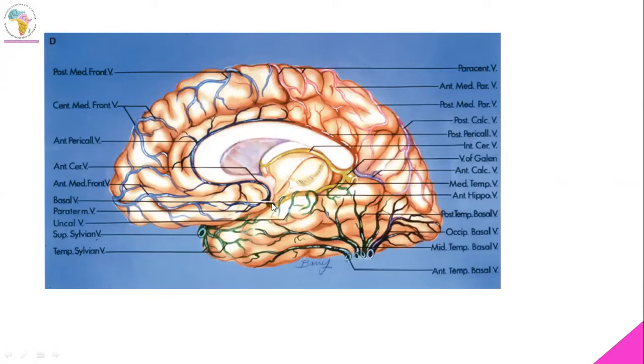And we have another vein that runs along the basal cistern, or the base of the brain. We call it the basal vein of Rosenthal. Those two veins will converge to form the great vein of Galen, or the vein of Galen. These two veins that converge into the great vein of Galen, we consider them as the deep venous drainage.